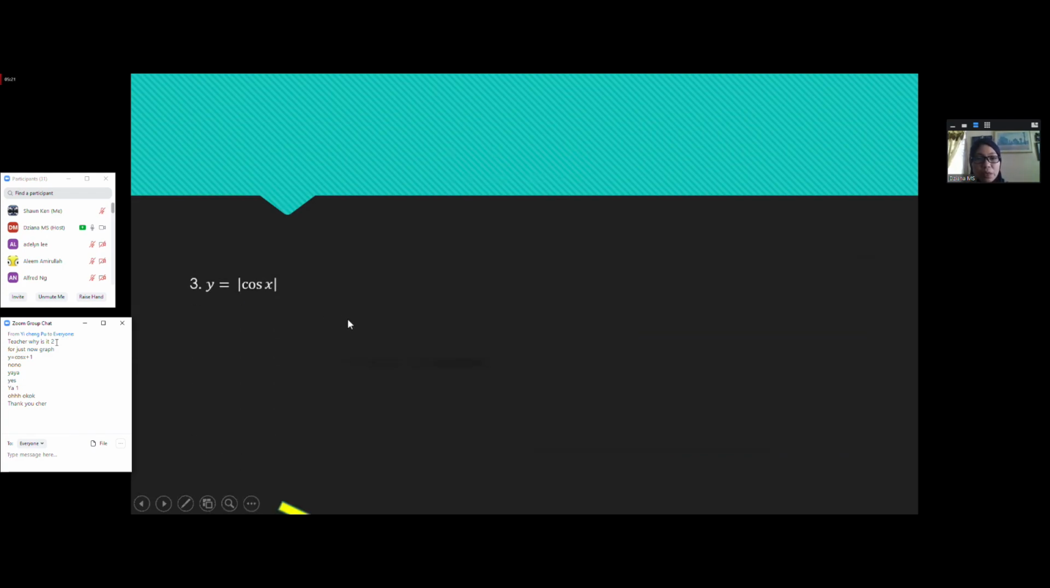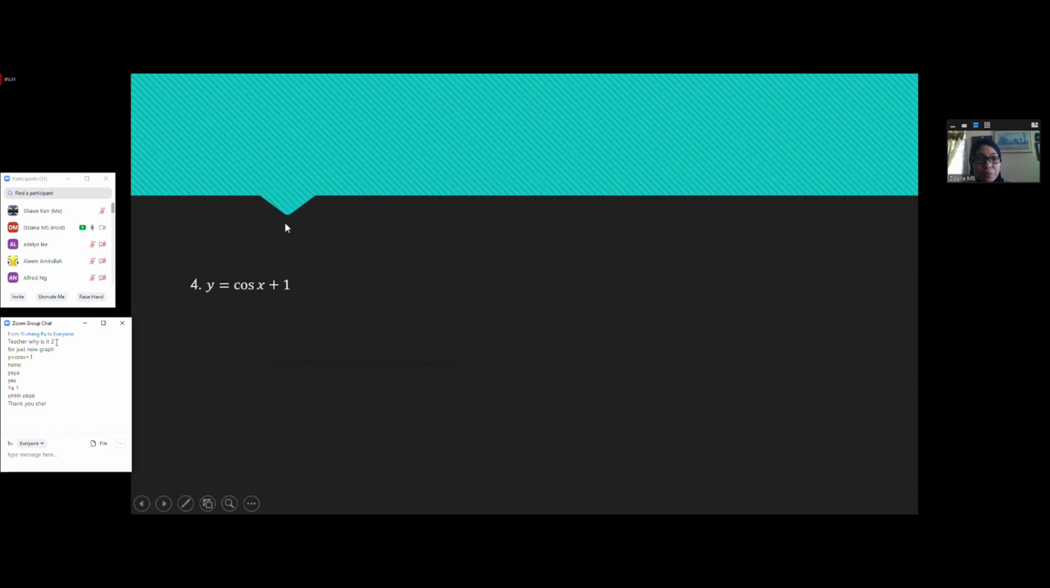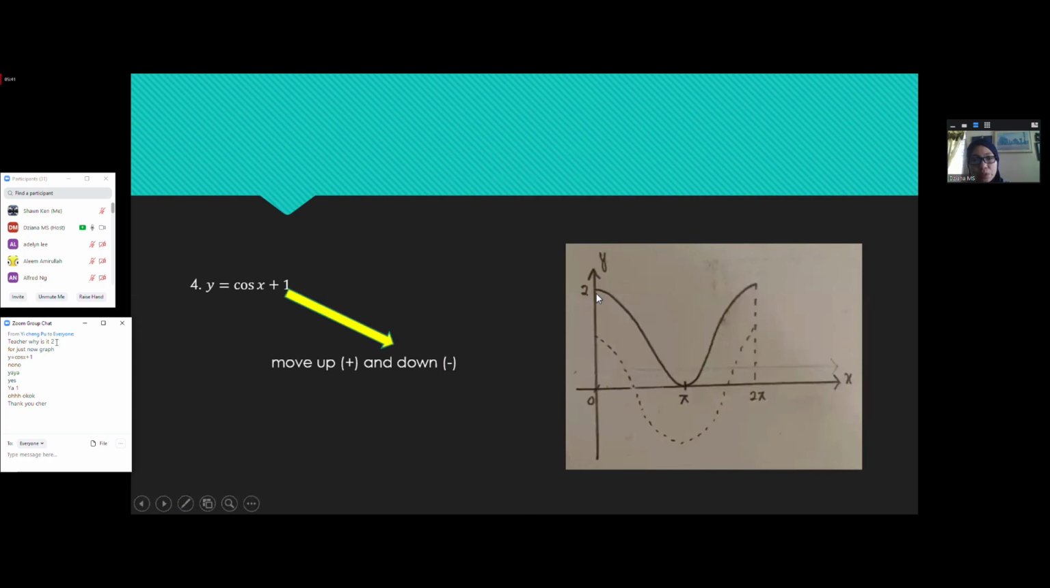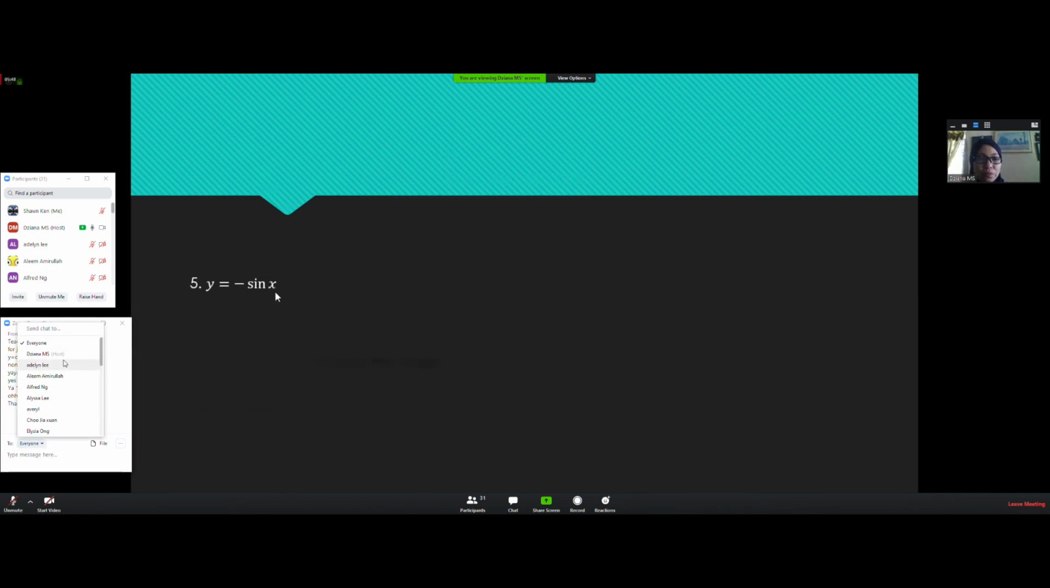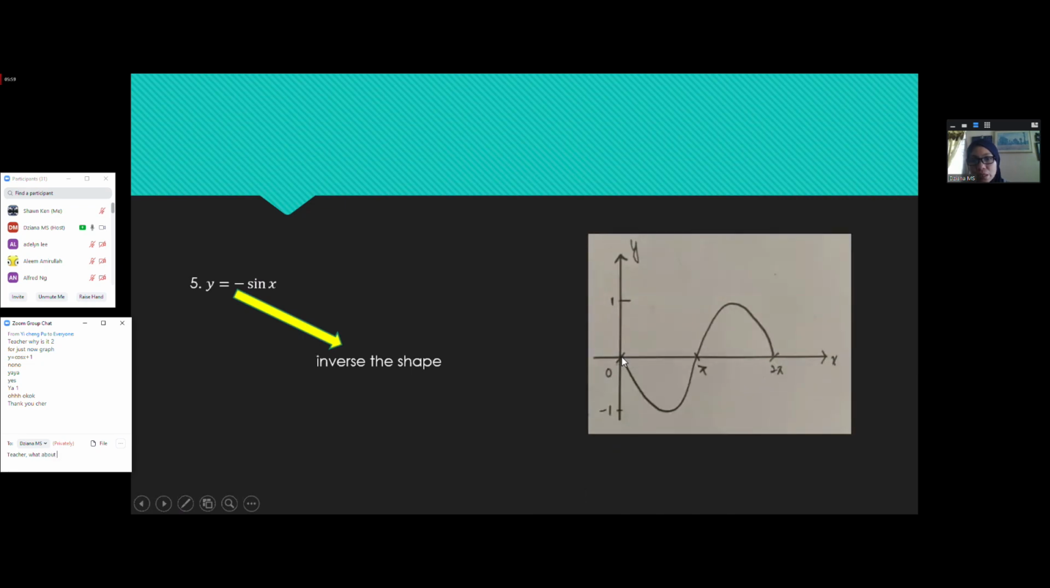A modulus means that you do a reflection, so all the negative side here will become positive. And plus or minus here will shift the graph up and down. Positive will go up, negative will go down, right? And if there's a negative sine x, negative cos x, negative tangent x, that will inverse the shape. So cosine, rather than go up and go down, goes down first and then up. Okay, any question? No? Okay, class.